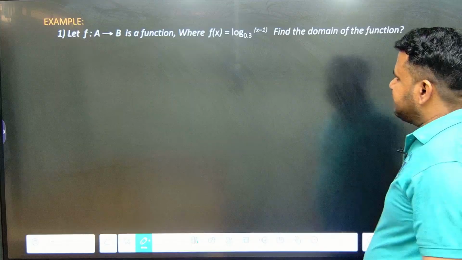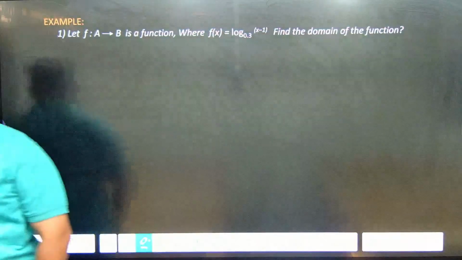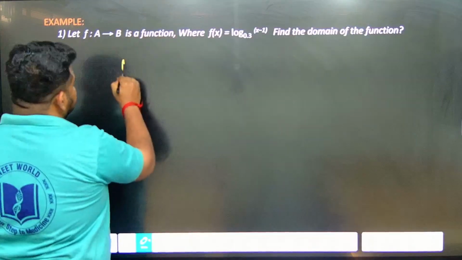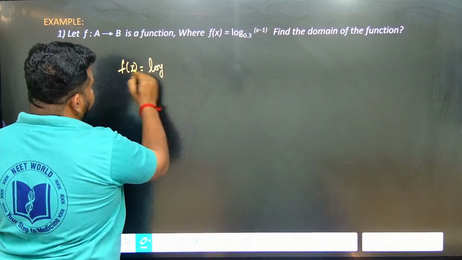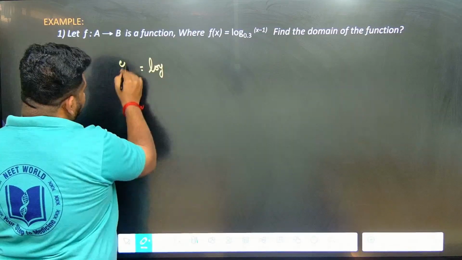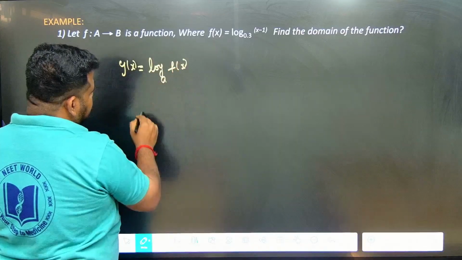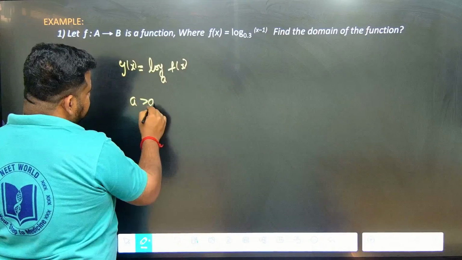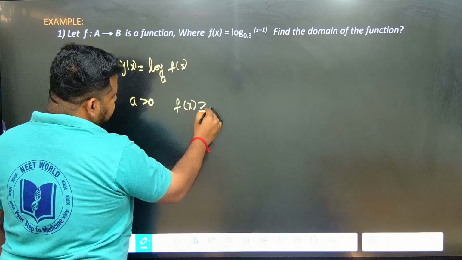So see here, they have given a log function. In a log function you have to keep this in mind. Whenever they give g of x is equal to log of f of x to the base a, if this base a is greater than 1, you will take f of x greater than or equal to 0.